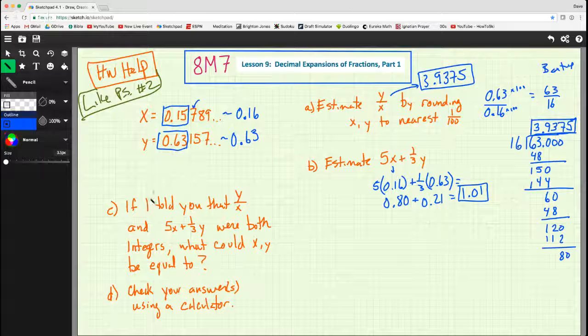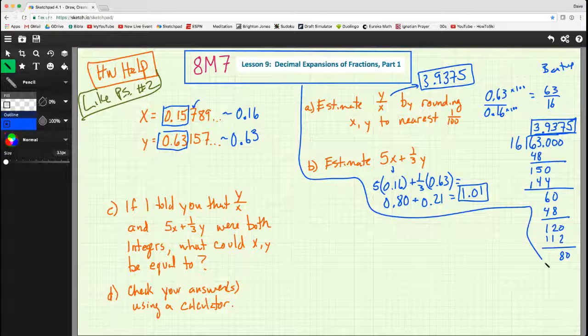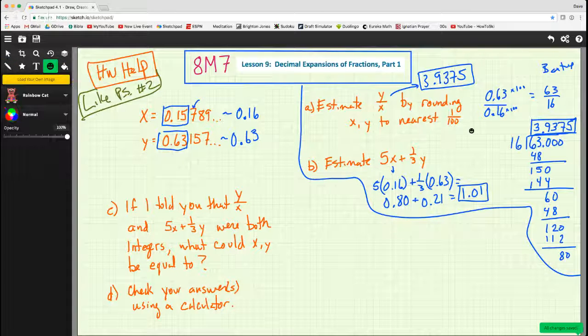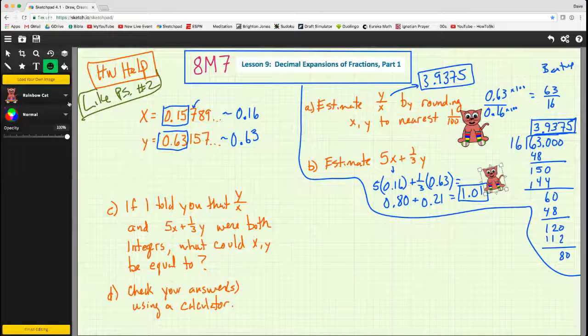Now the next thing is I said, what if I told you that y over x and 5x plus 1/3 y were actually both integers? So my estimates are close to my answers, but what if I said they were both actually integers? What do you think x and y could be? Now here's the key, the whole key to that problem. It sounds tricky. First of all, let me give you some happy cats for getting those guys right.